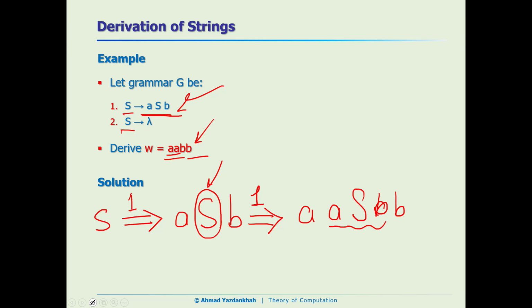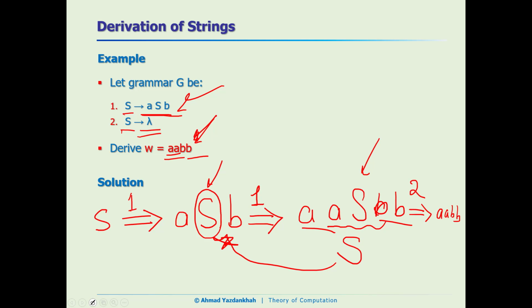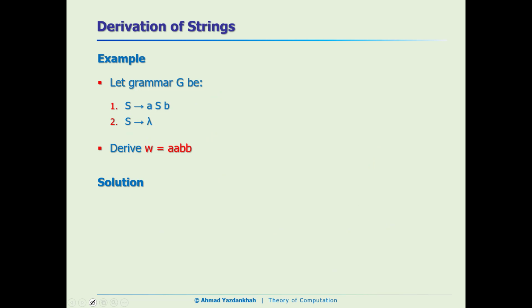So in fact, this is the old S here, right? Okay, so we keep an eye on our goal, which is AABB, and we already have AABB. So we substitute this S with the second one, lambda, and we are done. It will be AABB. So we used here the second rule. You see how we derive a string from a given grammar?